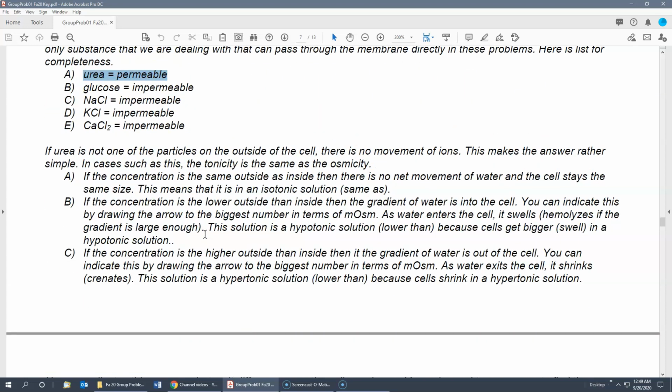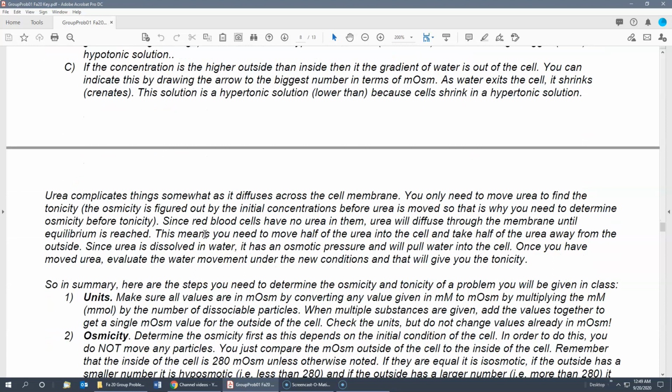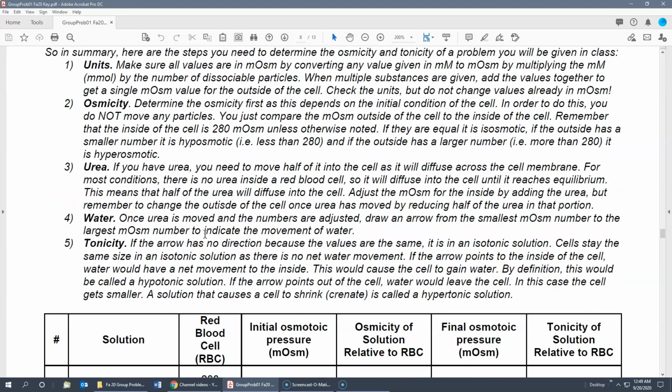So once we move urea, here's probably a better summary of what I just said, then we just move half inside because it'll reach equilibrium and leave half outside. Once you do that, you have to adjust the numbers though.